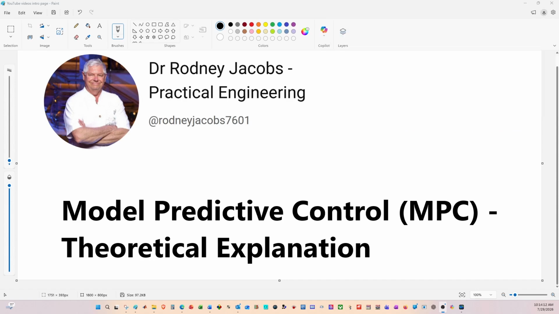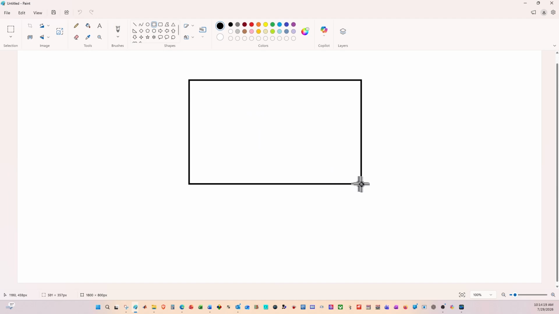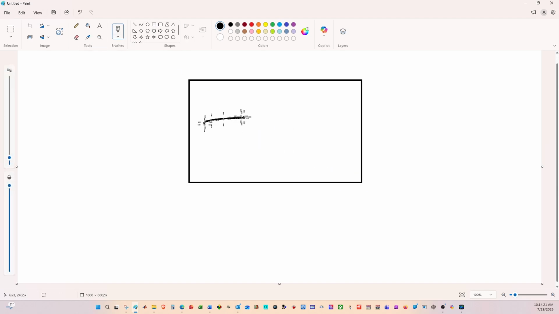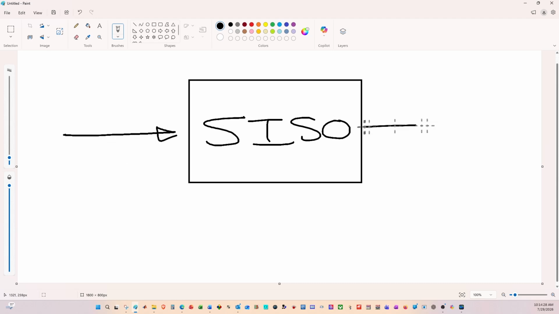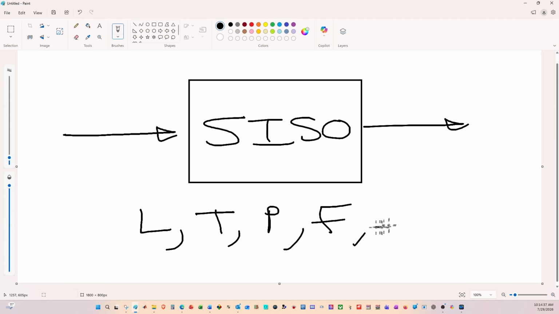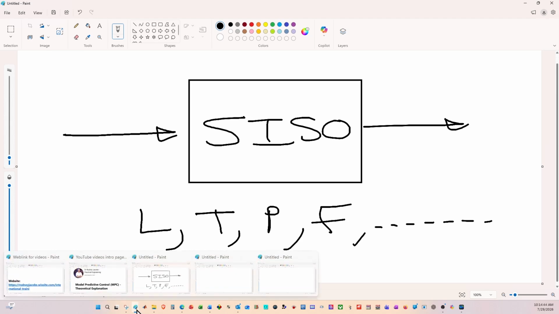Now, if we think in terms of what we have done up until now, just about all of the controllers have been what I would refer to as single input, single output. You've got a signal coming into the controller, and the controller is going to give an output, whether that would be a level or a temperature or a pressure or a flow or whatever else you would like to make use of. That is going to be the controller of choice.